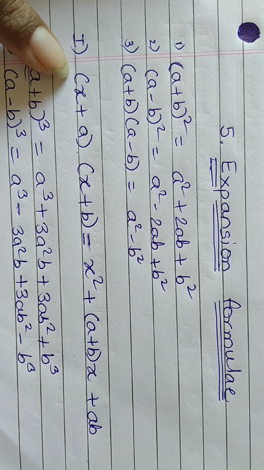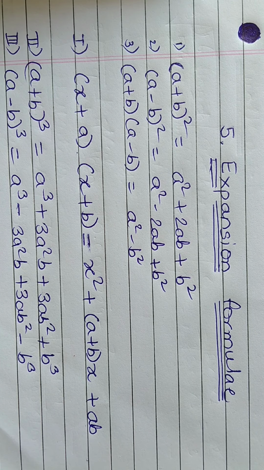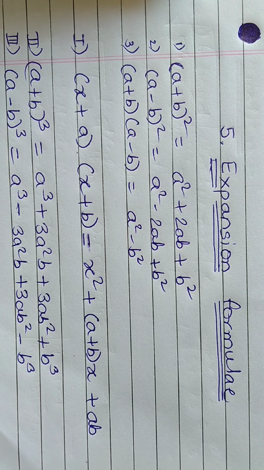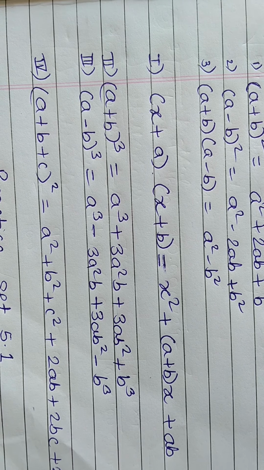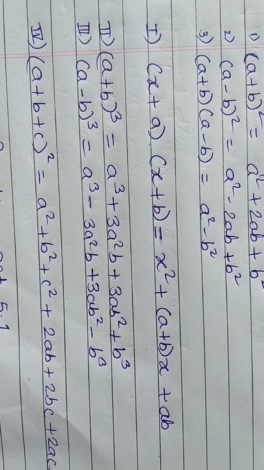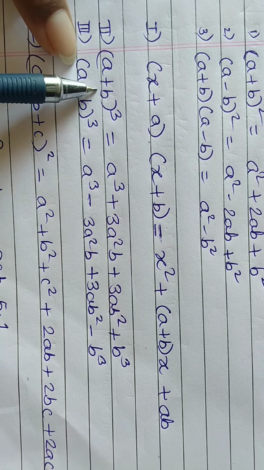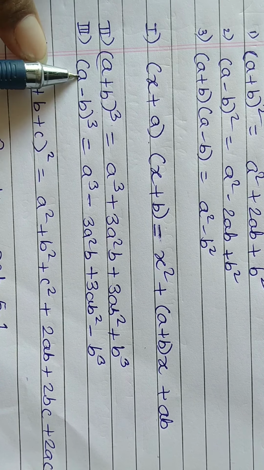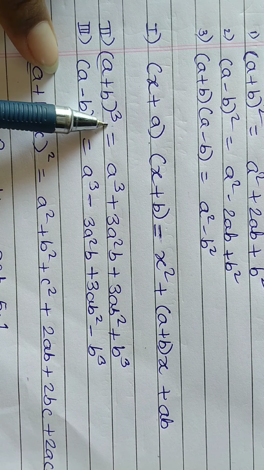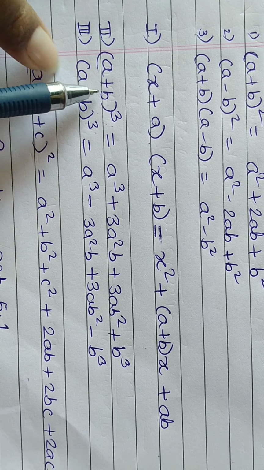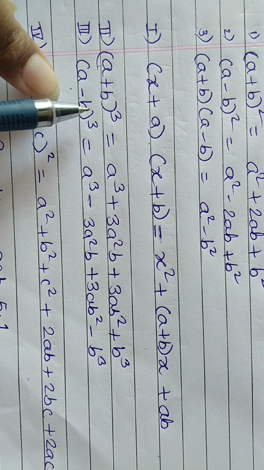Now using this we will solve practice set 5.1. Now three more formulas are there. In this lesson we will learn (a + b) whole cube and (a − b) whole cube. Whole cube or bracket cube you can say for this. Only a sign difference is there, terms are same.